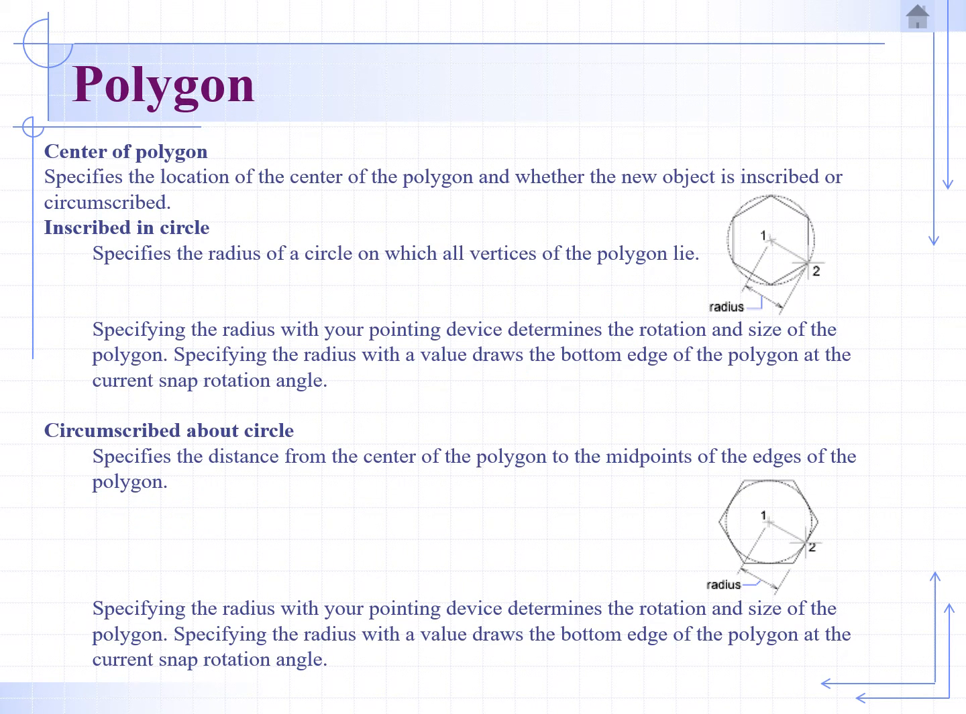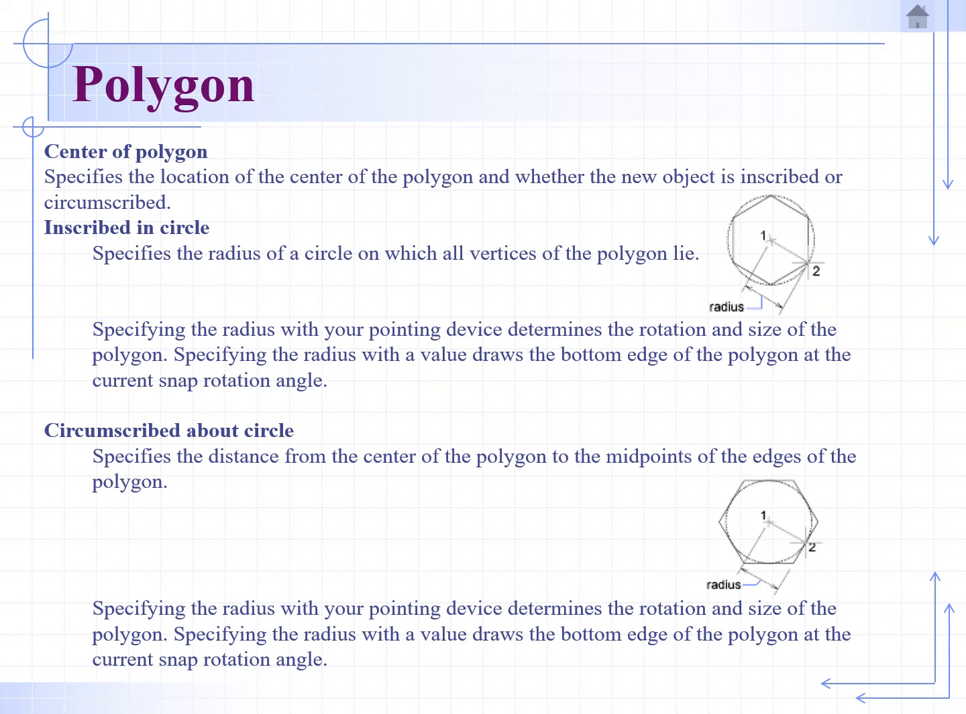The center of the polygon specifies the location where the center will be, and whether the new object is inscribed or circumscribed. If it's inscribed in the circle, it specifies the radius of the circle on which all vertices of the polygon lie. You can see the vertices here, here, here are all inside the circle. Specifying the radius with your pointing device determines the rotation and size of the polygon. Specifying the radius with a value draws the bottom edge of the polygon at the current snap rotation angle.